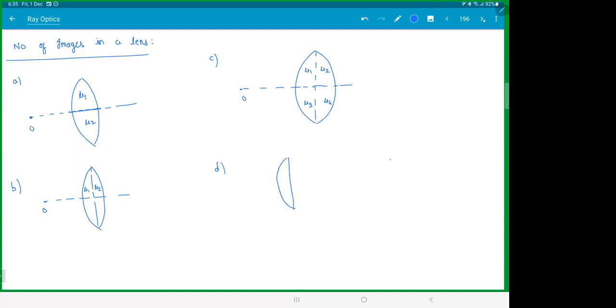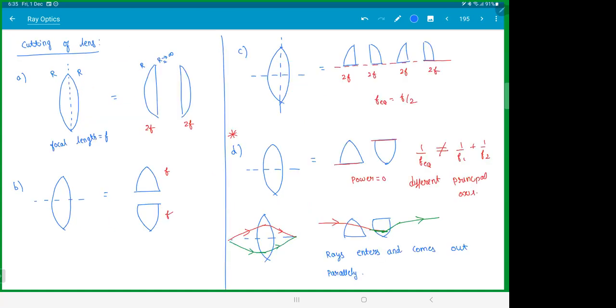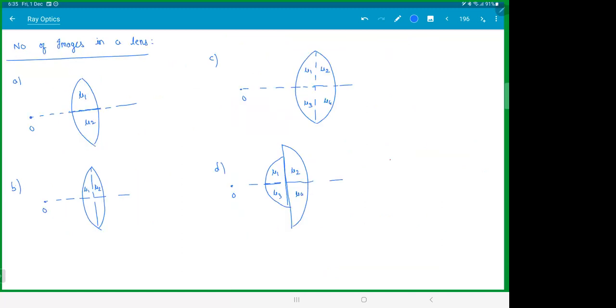Suppose you have a lens like this, a lens like this, mu1, mu2, mu3, mu4. How many images are there? Try for a minute. We can treat this as a question theory, it doesn't matter. Okay, go ahead. Think for a minute. Have a look at this.